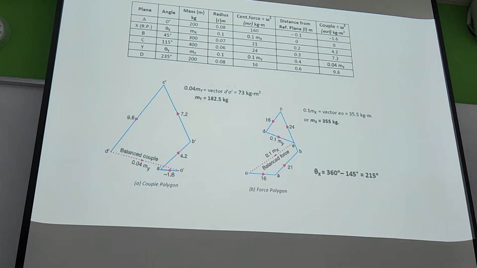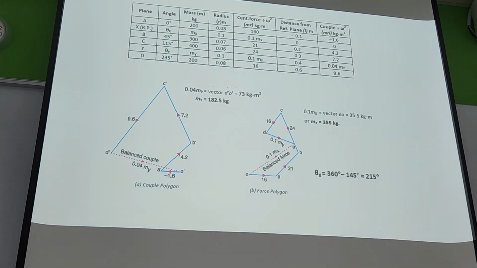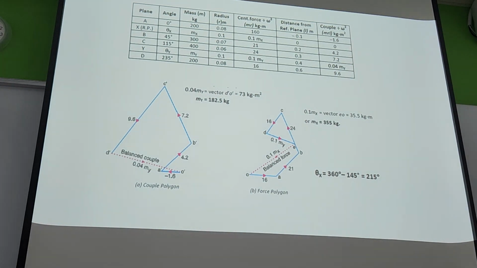So for example for plane 1, for A, mass A, what is this? M is 200, R is 0.08, M into R is 160. Similarly for B, M into R is 300 into 0.07, so it is 21. For plane X, we know the radius but we don't know the mass, so we just write 0.1 into mx. Like that you fill up the column M into R.